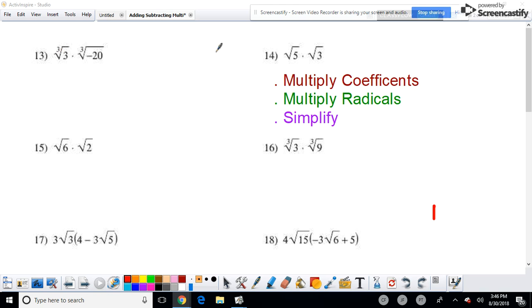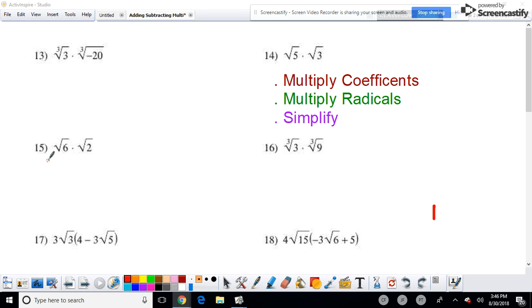So, we're just going to go through a couple of these problems, and we're going to go by these little guidelines right here. This is what I like to use. When you're multiplying them, you just multiply the coefficients, multiply the radicals, and you simplify. It's real simple. All right, so let's just jump right in.